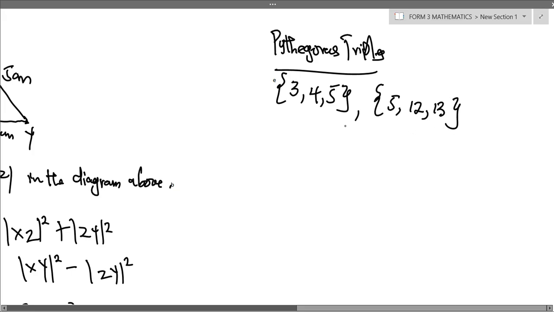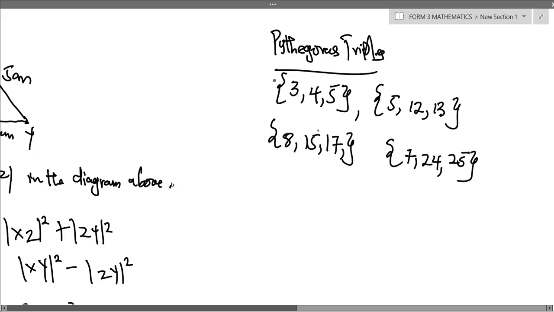Second set. So these are basically whole numbers. And then we can also have 8, 15, 17, and then 7, 24, 25. Then we can also have 15, 36, 39. We can also have 9, 40, 41.